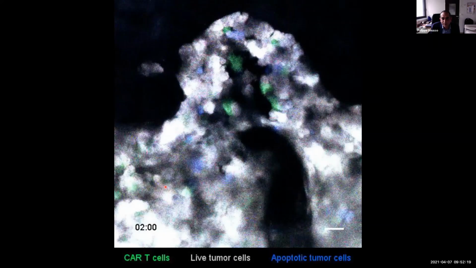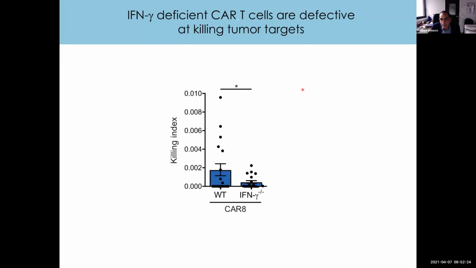In fact, when we quantify, there's a fivefold drop in the killing rate when the CAR are not able to produce interferon gamma. So this really tells us that interferon gamma is also important for the CAR themselves, so they can sustain their cytotoxic activity. I'm just mentioning that the CAR, before we infuse them, if they don't have interferon gamma, are extremely effective at killing, like the wild type. It's really in vivo, after a few days, that they lose this killing activity.